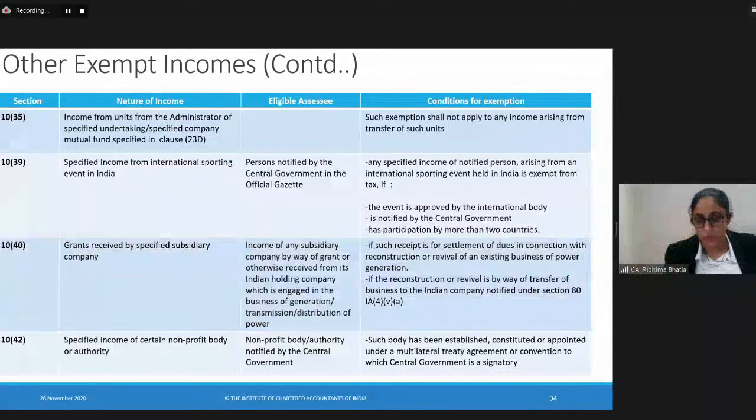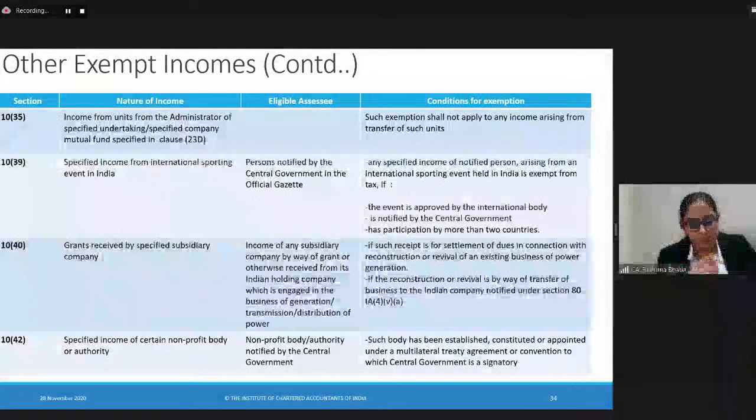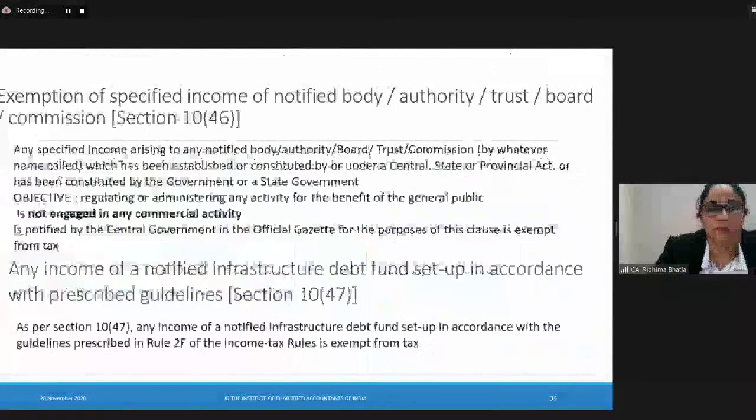Now, what happens, students? What happens? A holding company is giving a grant to its subsidiary company which is into the transmission of power. Only that grant would be exempt under section 10 clause 40, but that is only for settlement of some dues in connection with reconstruction or revival of an existing business of power generation.